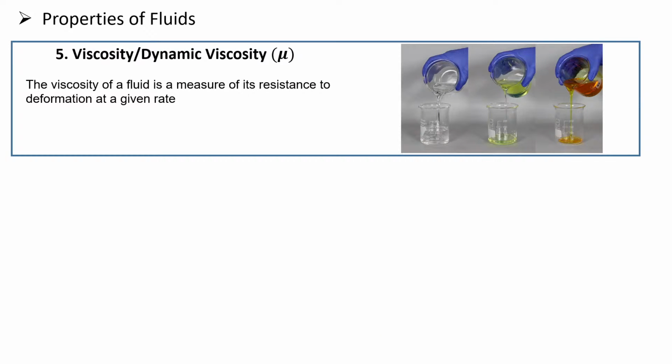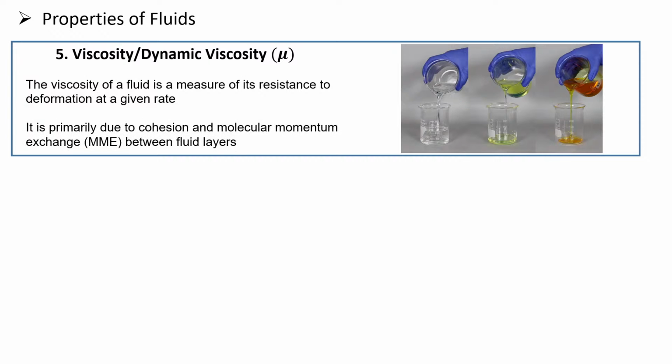Now, fifth property is viscosity, that is also known as dynamic viscosity. In simple words, we can say that resistance to the flow, that is nothing but viscosity. This viscosity is majorly because of cohesion and molecular momentum exchange. Because of these two things, the viscosity is there inside the fluid, or we can say that viscosity is nothing but frictional loss inside the fluid.